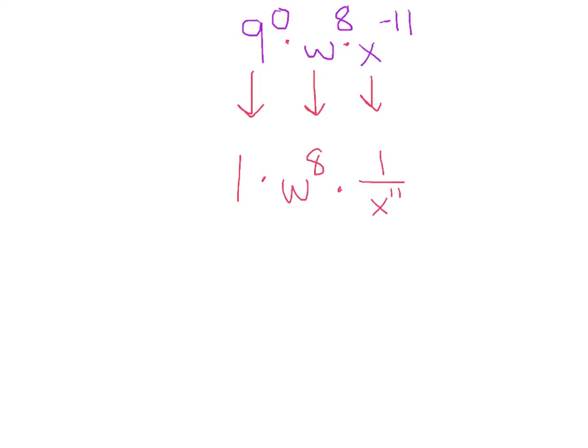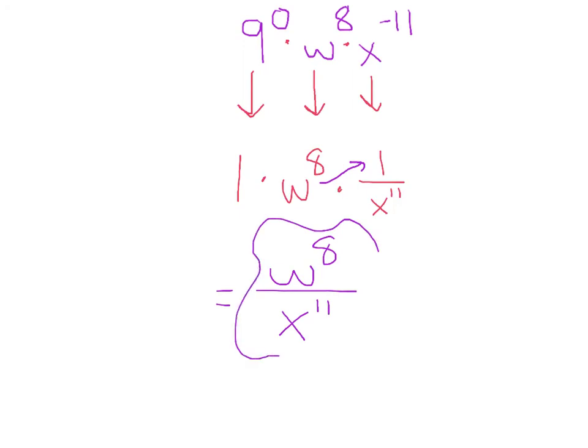So now, you multiply here, so it equals w to the power of positive 8 in the numerator, and x to the power of positive 11 in the denominator. And that is simplified with no negative exponents in your final answer.